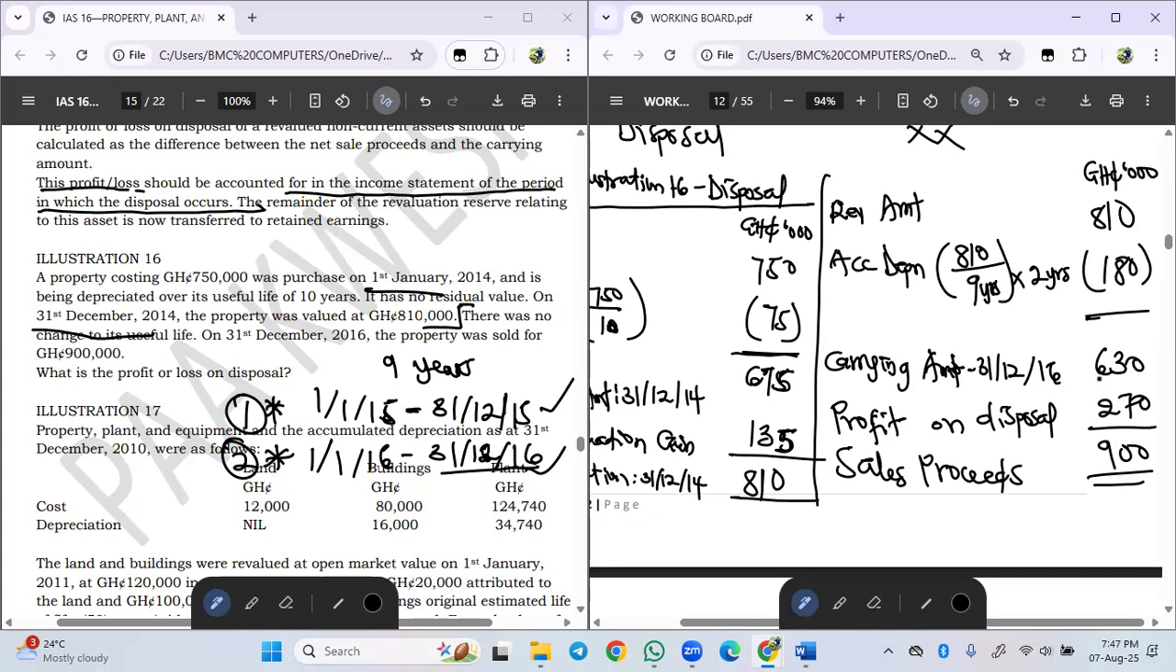So please, do you understand? You can do it separately: where you earn the current amount here, then you go to a different page or different working, then you start with 900 minus 630. That will be your profit on disposal. Okay, that one too is fine.